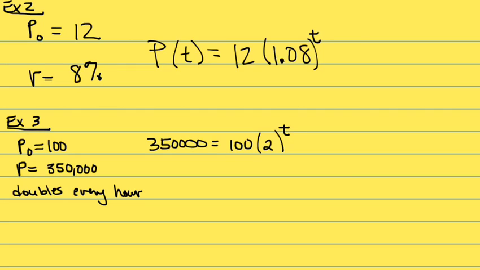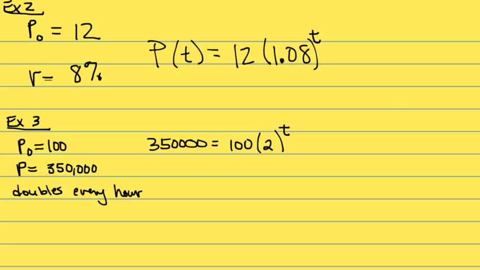Everyone in here should be able to get that. If it's doubling every hour, then its growth factor is 2, so the base of my exponent is going to be a 2. If I start off with 100, that's my initial value. If I want to see 350,000 at the end, then that's my result.